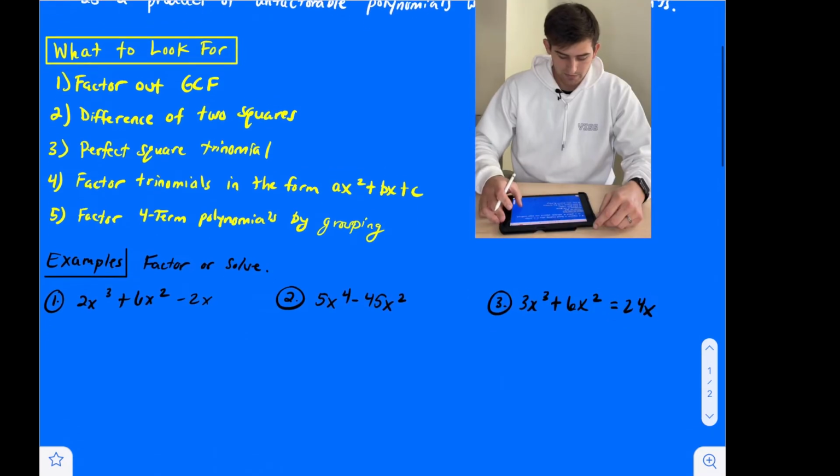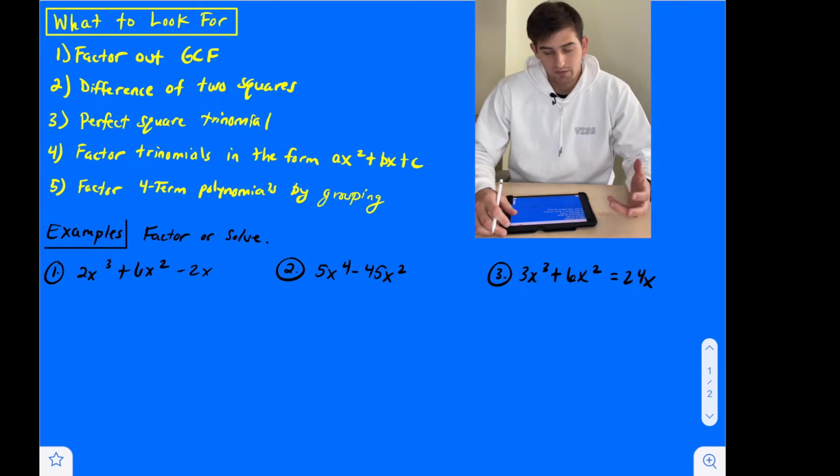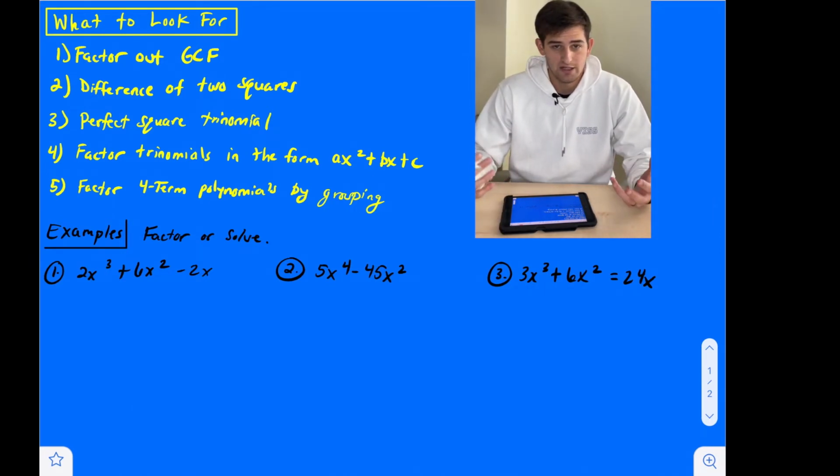All right, let's look at some examples. For number 1 and number 2, we just are going to factor. But if you notice on number 3, we have an equal sign, so we're going to actually solve that equation for x.